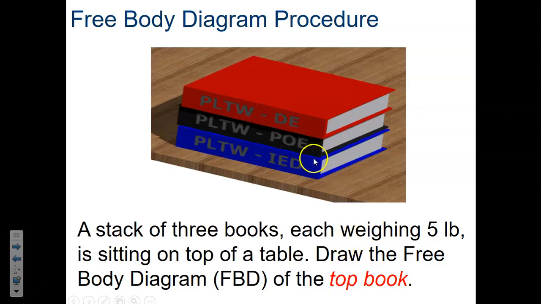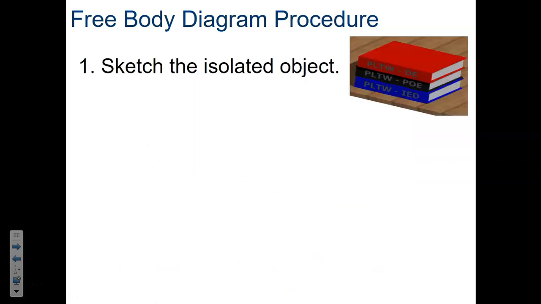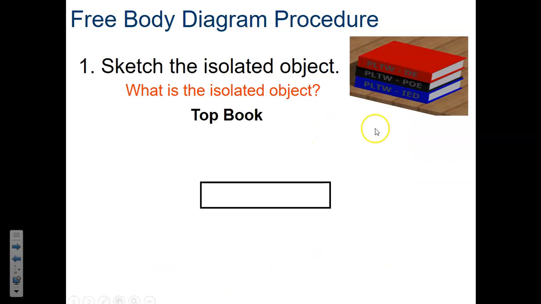Here we've got 3 books: Introduction to Engineering Design, Principles of Engineering, and Digital Electronics are choices here. So we're going to draw a free body diagram for the top book. So sketch the isolated object, the top book. Again, I usually draw the object as a dot instead of more of a drawing of it, but whatever. What are the forces that are acting on that top book, the DE book?